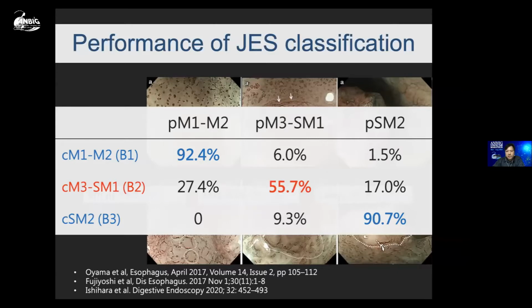The performance of the JES classification for type B1 is high. Usually type B1 IPCL correlates well with pathology M1 and M2 cancer. However, type B2 IPCL is slightly not so good, only 55% correlated with the invasion depth of M3 to SM1. And type B3 IPCL correlates well with SM massive invasion.